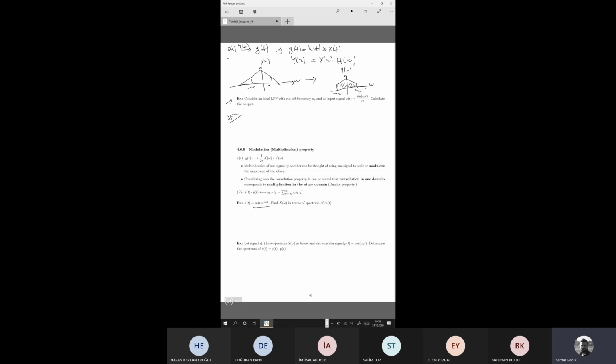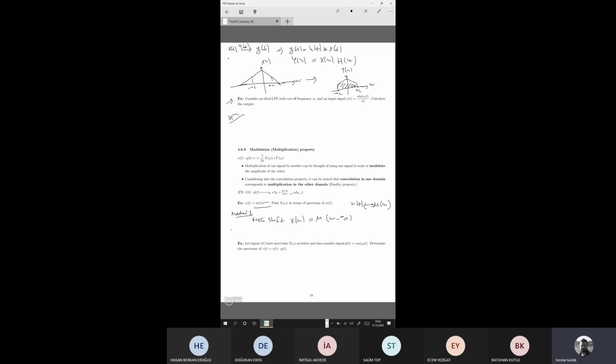My example tells me that I have m of t times e to the power j omega 0 t. So what is X of omega in terms of the spectrum of m of t? Well, you know that by using the frequency shift method, if you shift in frequency, you are multiplying with a complex exponential in time. So method 1 tells me that X of omega is nothing but M of omega minus omega 0, where m of t has Fourier transform M of omega.